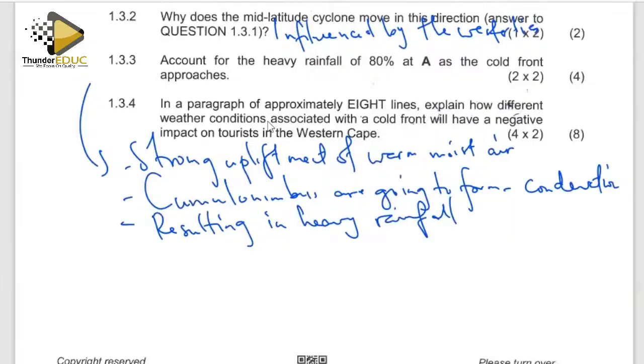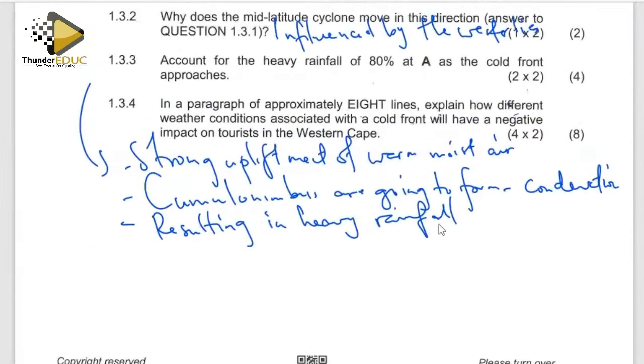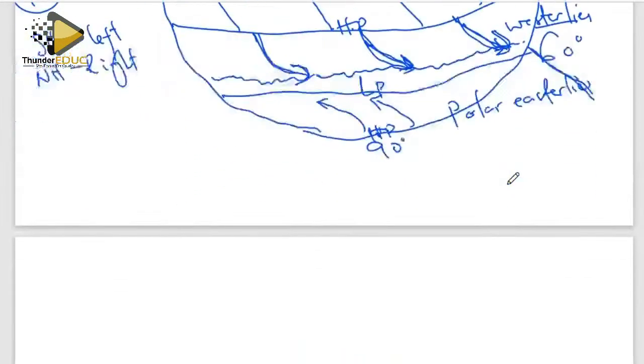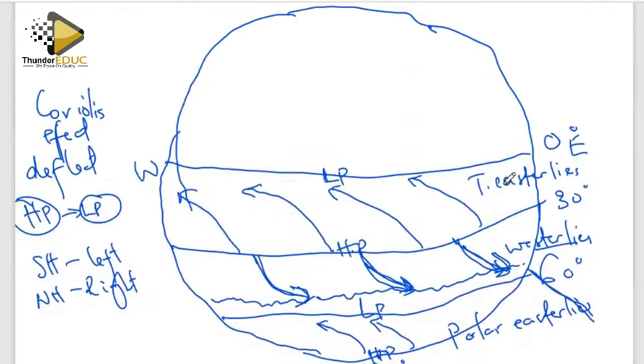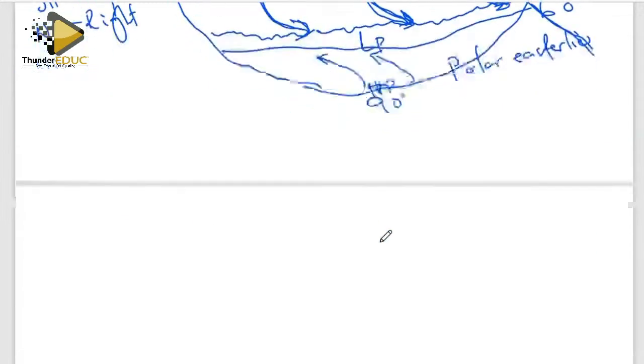In a paragraph of approximately 8 lines, explain how different weather conditions associated with a cold front will have a negative impact on tourists in the Western Cape. We want to look at the implication of the different weather conditions associated with a cold front and their negative impact. Right, what we need to analyze here is the different weather conditions first. We need to analyze the different weather conditions which are associated with the coming of the cold front.